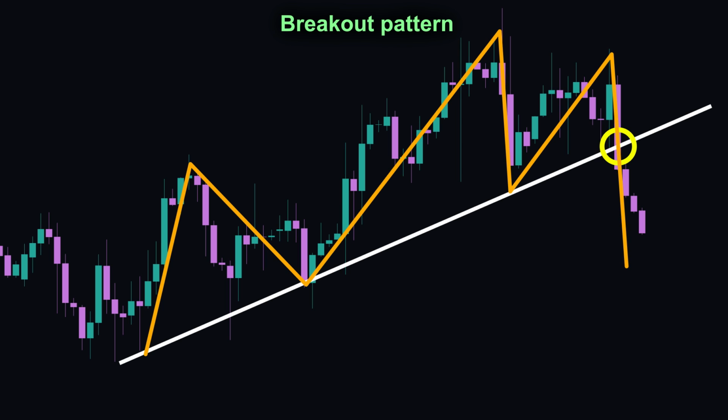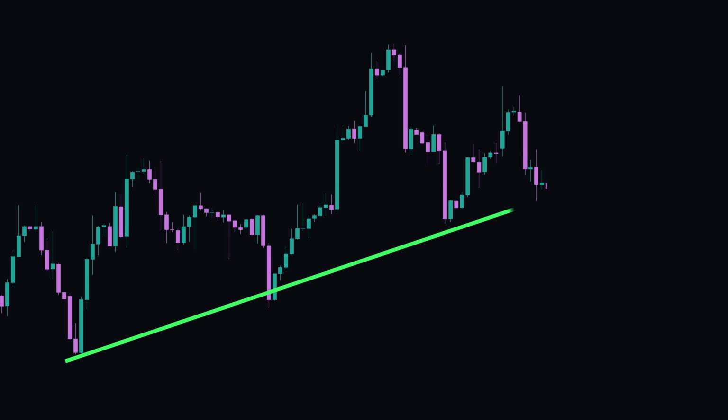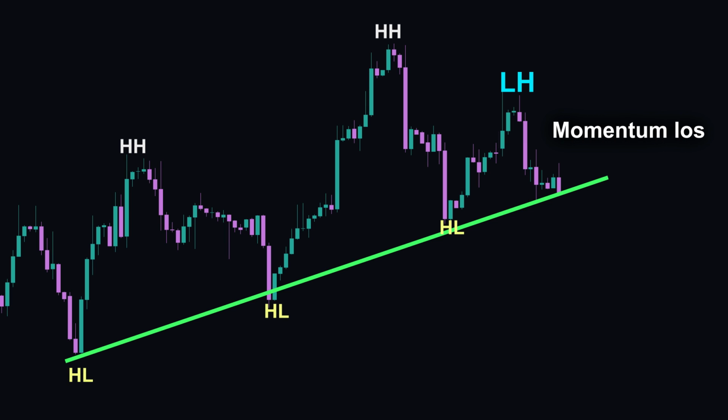To confirm a breakout pattern and avoid false signals, one approach is to look for signs of momentum loss before the breakout occurs. For instance, consider this chart where the price is in an uptrend, and we draw our trend line accordingly. Initially, the price was consistently making higher highs. However, upon closer examination of the latest price action, we observe that the price suddenly forms lower highs instead. This change in price behavior suggests a potential loss of upward momentum, indicating a possible impending breakout or trend reversal.